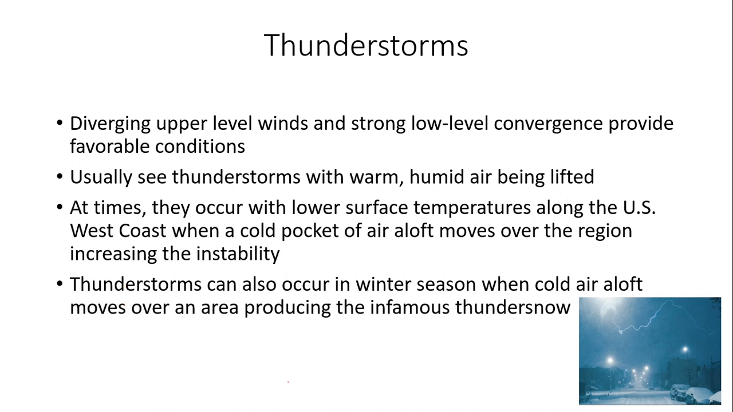The third bullet here is what I'm focused on, where you can get thunderstorms with lower surface temperatures along the west coast. So at some points in time, you'll get these closed upper level lows that just sit in the upper levels of the atmosphere. Now imagine this is the surface, the red line I'm drawing now. And so you get these cold upper level lows. So the pocket of air aloft above this surface is much colder.